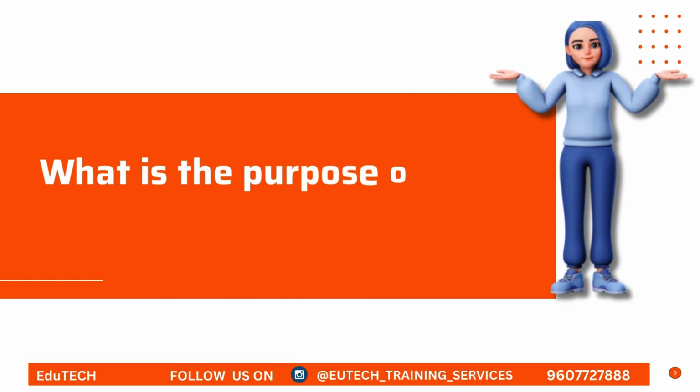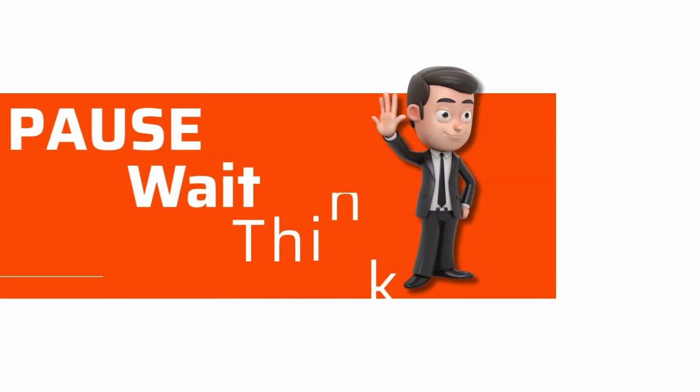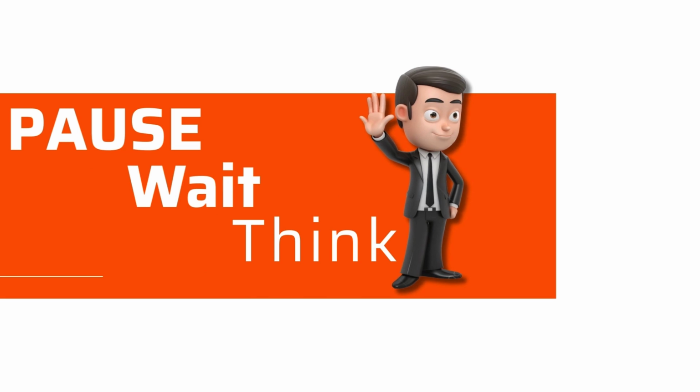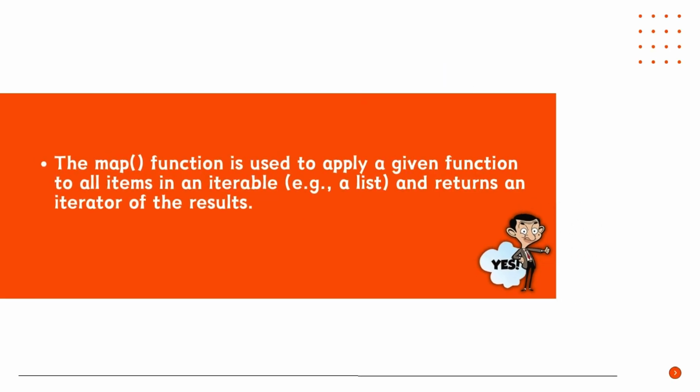What is the purpose of the map function in Python? The map function is used to apply a given function to all items in an iterable, e.g., a list, and returns an iterator of the results.